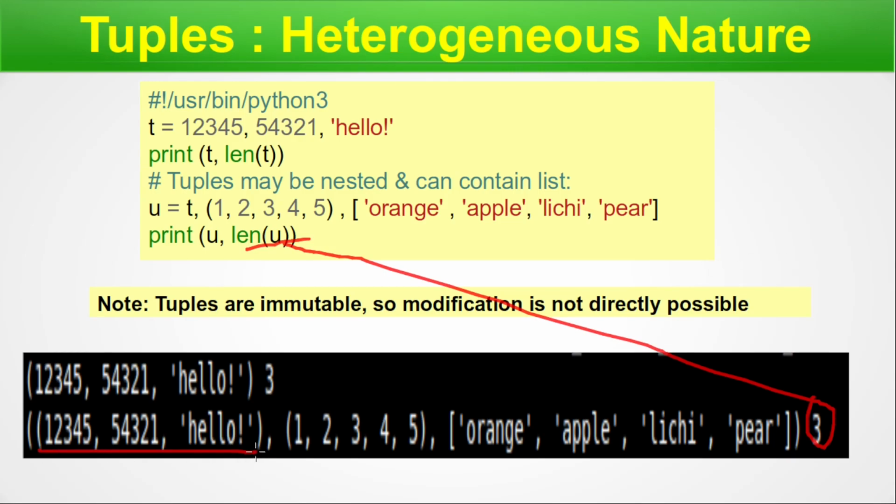Since this is nested, this is element 1, element 2 and this is element 3. So there are 3 elements. So it is treating this, this and this as a single element, and hence this is nesting. It is not counting 1, 2, 3, 4, 5, 6 and not like this. It is counting 1, 2 and 3, that is 3 elements.